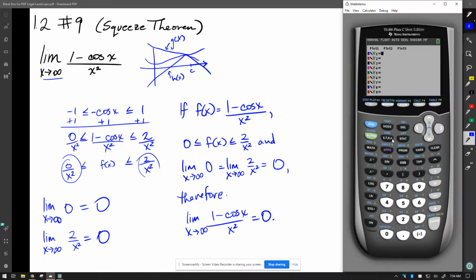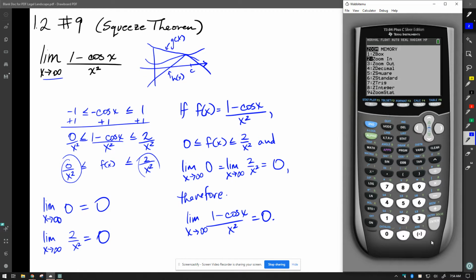And let's just prove this, by the way, with a graphing calculator and make sure everything here makes sense graphically. Let's graph y equals 0. Let's graph y equals 1 minus the cosine of x over x squared. And let's follow that up with 2 over x squared. And let's take a look at this. So here's our first function. Here is the function in question, and it lives above 0. I agree. And here comes our last function, and I think we have it.